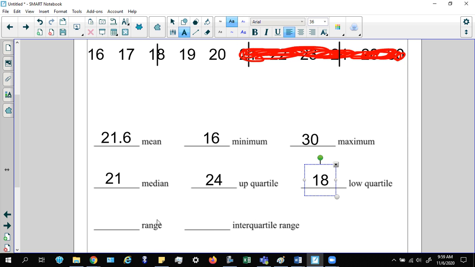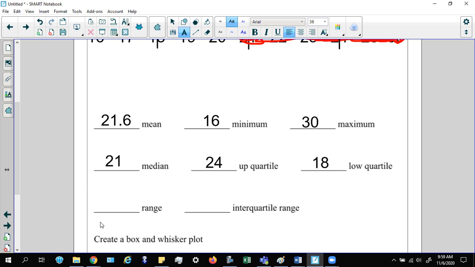Okay. Now the range is the difference between, so it's basically, let me write it down here. The range is the maximum number minus the minimum number. All right. But the interquartile range is the upper quartile minus the lower quartile. All right. So it's just doing a couple of subtractions here.